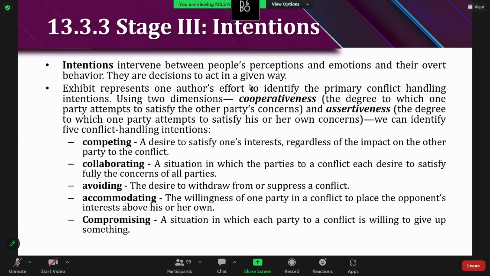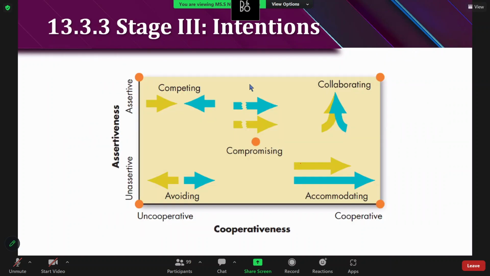And then avoiding, in the sense that they just want to withdraw from or suppress the conflict altogether. They don't want to engage in the conflict. They don't want to compete or accommodate or collaborate or come to a compromise. They want nothing from this conflict, and they just want to avoid the conflict arising.